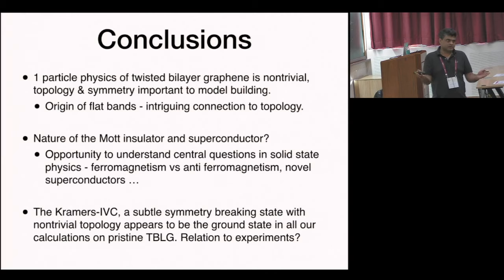You have some conducting state because you're off this nice commensuration of electrons and Moire lattice sites. You would expect to get a conducting state. The question is, what is that? Is it a metal? Is it a superconductor? And so on. There are different limits you can think about. One limit is to start with a Fermi gas and then put in the same interactions that gave you this Kramers IVC, maybe in the order parameter squared.